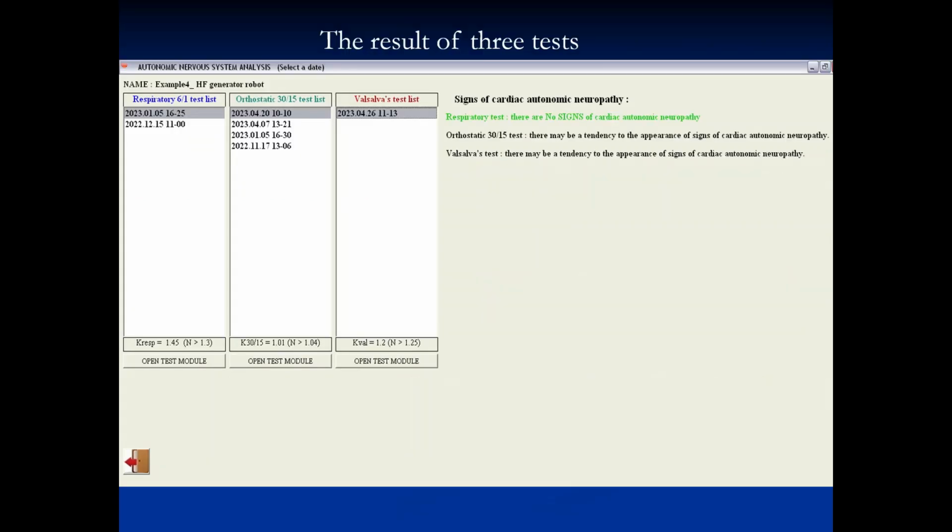The General Cardiac Autonomic Neuropathy Symptom Detection module shows the results of 3 tests at the same time. This example shows possible early signs of cardiac autonomic neuropathy. Attention should be paid and appropriate action taken.